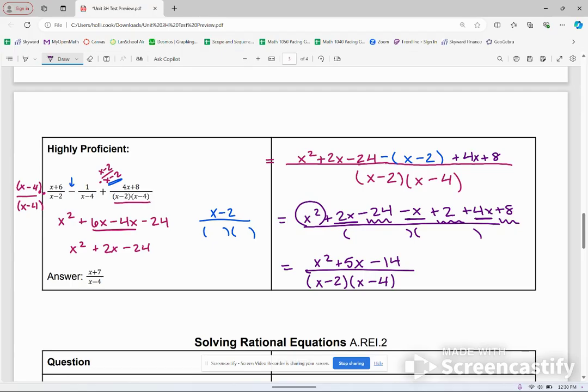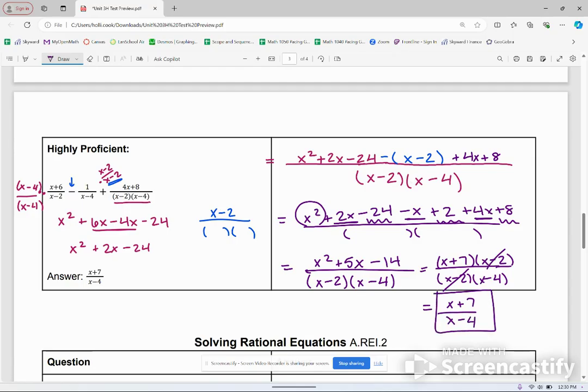Now again, we need to factor this and check if we can cancel anything out. The top factors: we need something that multiplies to negative 14 and adds up to 5. That's going to be 7 and negative 2. So we can cancel out our x minus 2's, and we get x plus 7 over x minus 4 as our answer for that one.